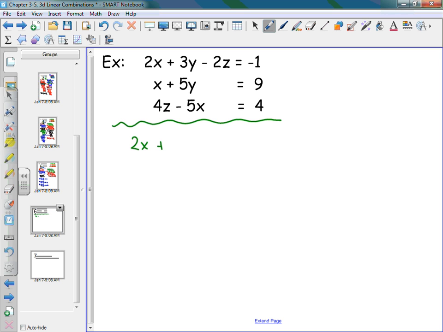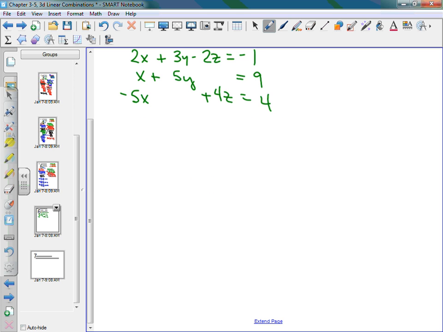So 2x plus 3y minus 2z is equal to -1. x plus 5y, leave a space, is equal to 9. And then -5x plus 4z is equal to 4. You've got to line them up. I will do that, because I'm a tricky person sometimes. So be very, very careful and make sure that you line them up.